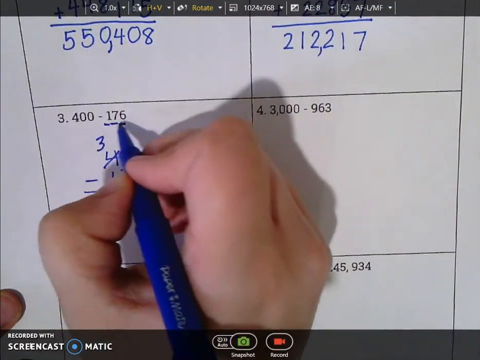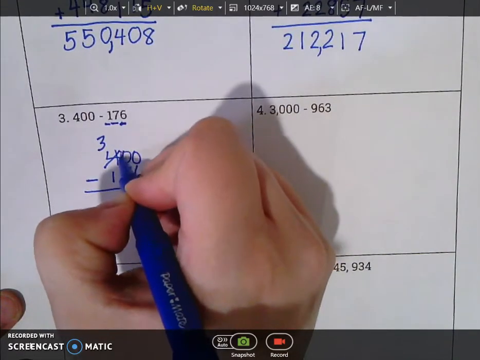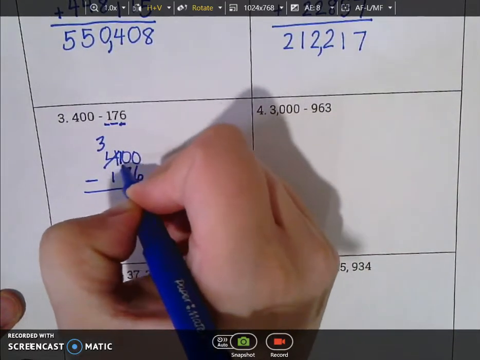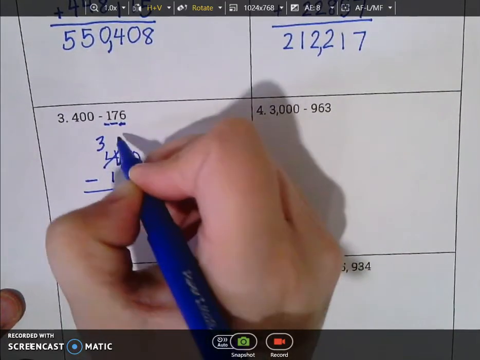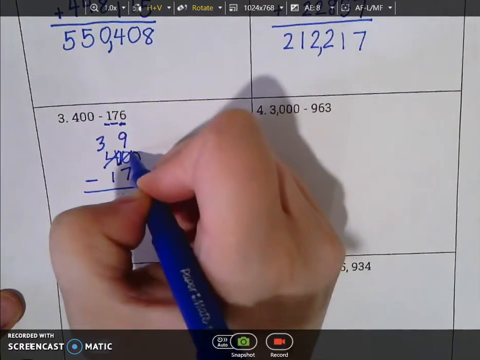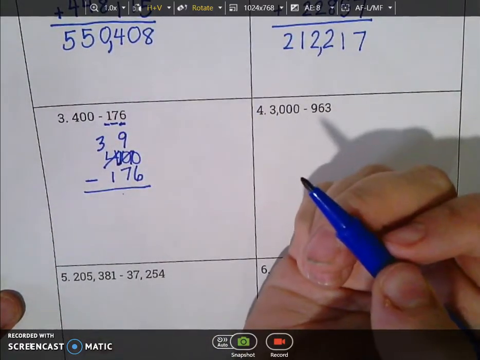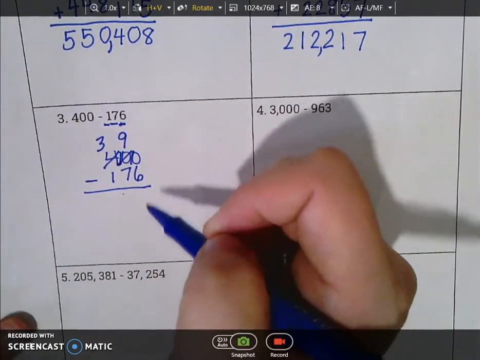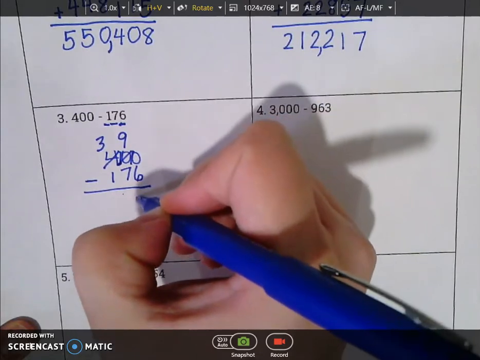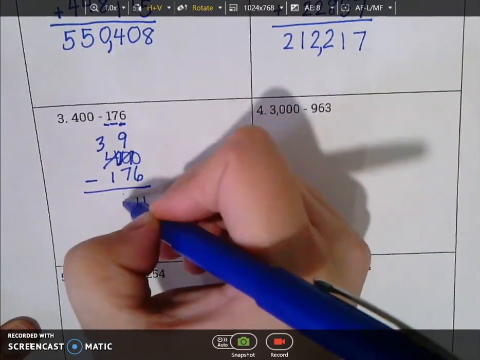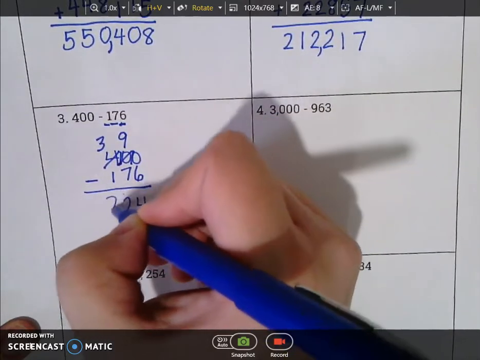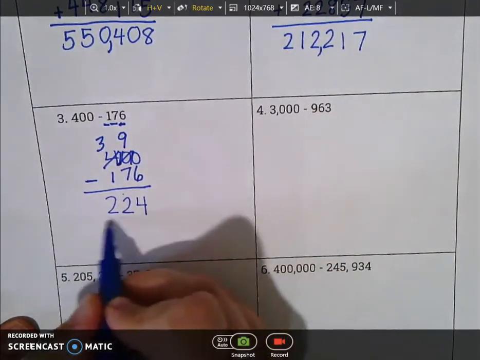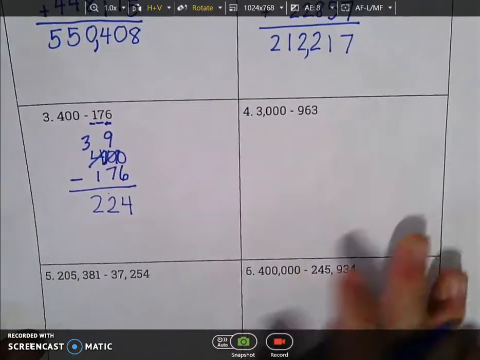After I borrow 1, I can give 10 to the next column, so this 0 would become a 10. Now that I've got 10 here, I can borrow 1 from that 10 and make it a 9, and then this last one can be a 10. Now that I've got all larger numbers on the top, I can subtract. 10 minus 6 is 4, 9 minus 7 is 2, 3 minus 1 is 2. So my answer would be 224. No need for a comma since I only have 3 digits.